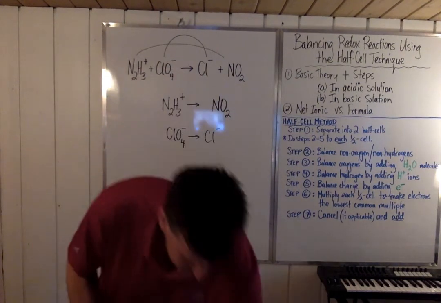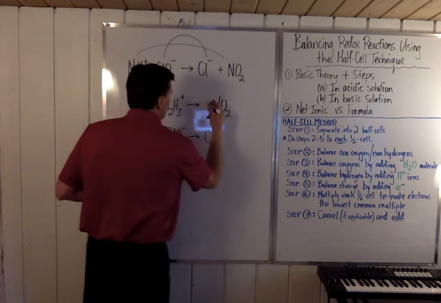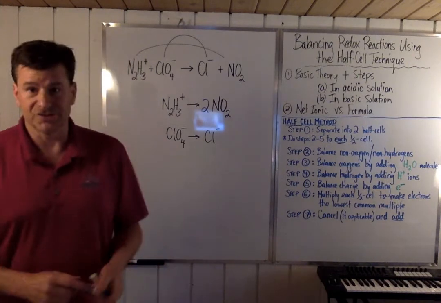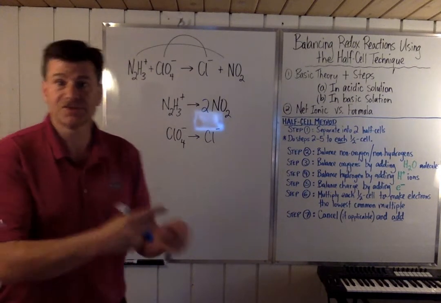So I'm going to use some different colors here. First thing I'm going to do is put a 2 in front of that to make sure that I've got 2 nitrogens. So the nitrogens are balanced.